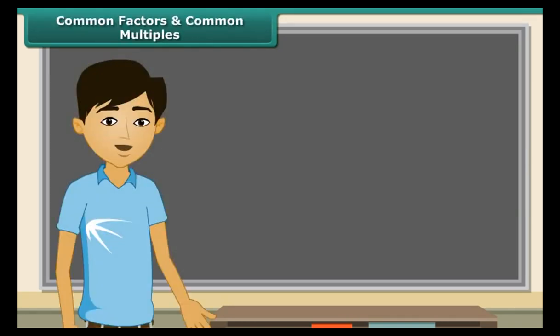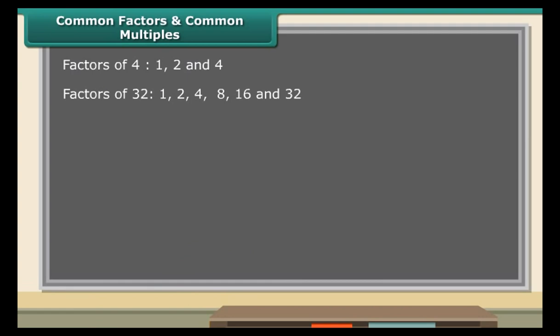Let us take some numbers in pairs and observe their factors. Look at the numbers 4 and 32. The factors of 4 are 1, 2, and 4. The factors of 32 are 1, 2, 4, 8, 16, and 32. The factors 1, 2, and 4 are common to both 4 and 32. Hence, they are called common factors.